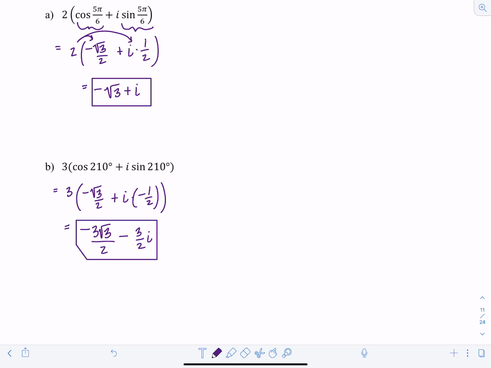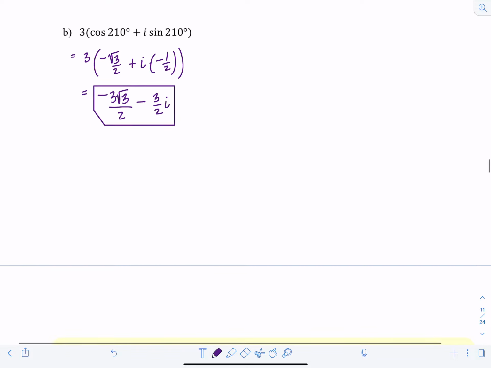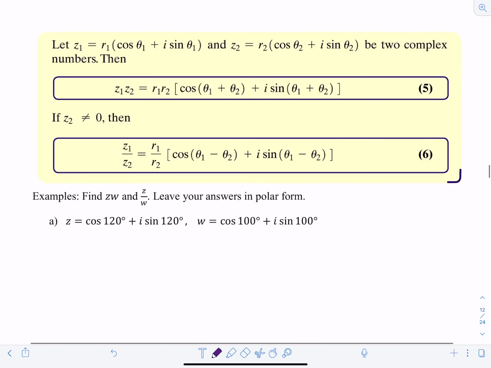Good. Now, let's see, why are we writing these complex numbers in polar form? Because of what's coming up next. So let Z1 equal R1 cosine theta 1 plus I sine theta 1, and then Z2 is going to be R2 cosine theta 2 plus I sine theta 2. These are two different complex numbers. Then, if I want to multiply them by each other, all I need to do is multiply R1 by R2, and then I still have cis, or cosine plus I sine, of the sum of their angles.